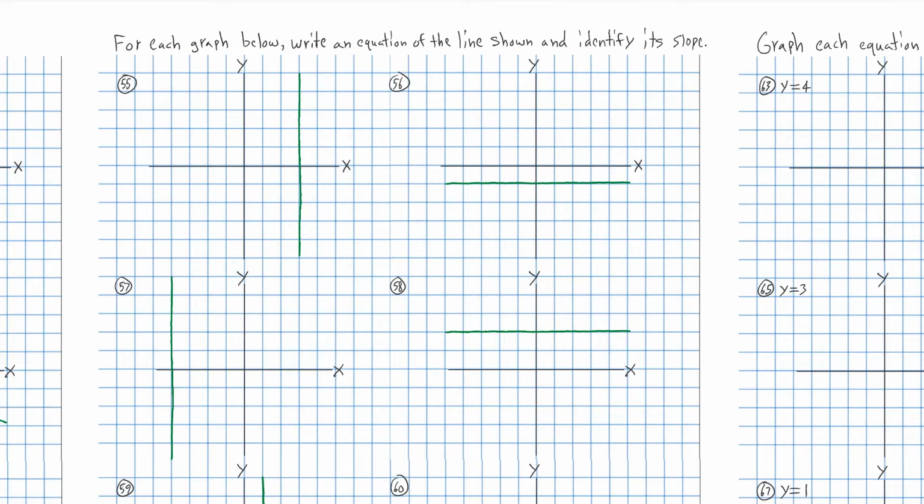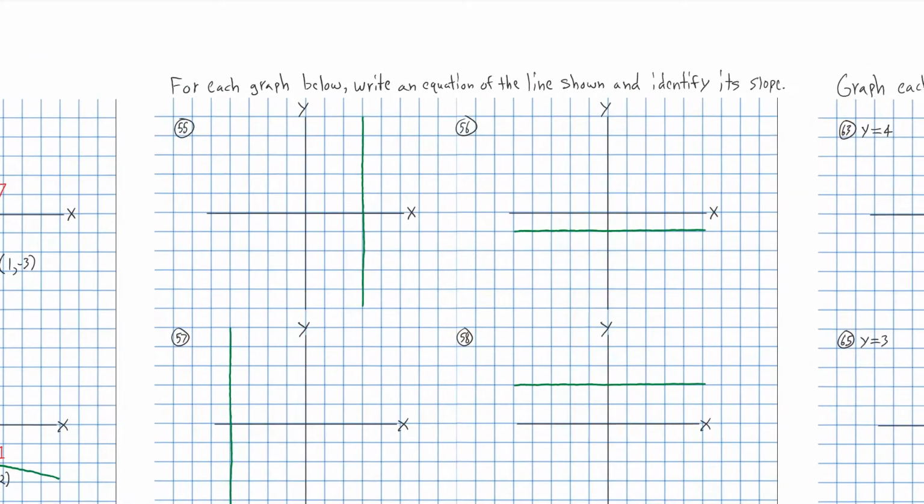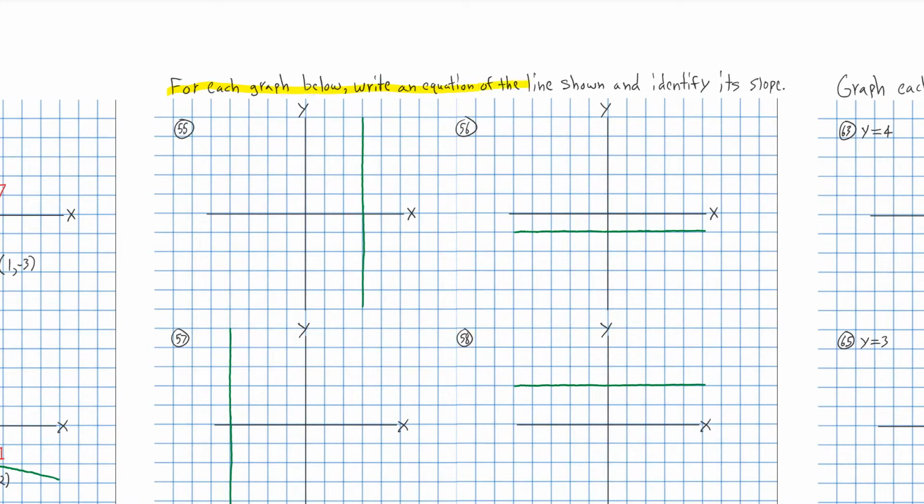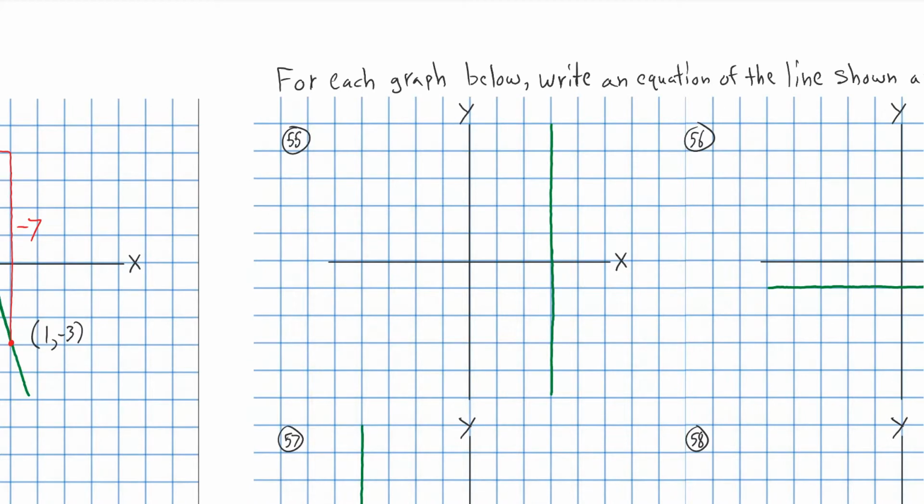We have a vertical line. If the line is straight up, it's called vertical. If it's flat, it's called horizontal. And it says, for each graph below, write an equation of the line shown and identify its slope. So we haven't learned how to write equations of vertical and horizontal lines yet. So that's what we're going to do right now. Now notice that all the points on this line, they have different y values.